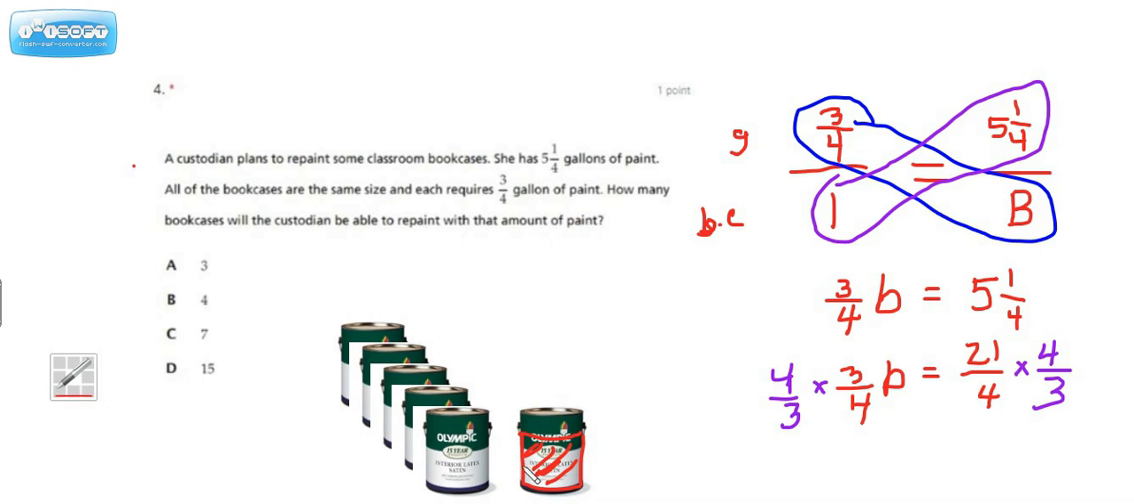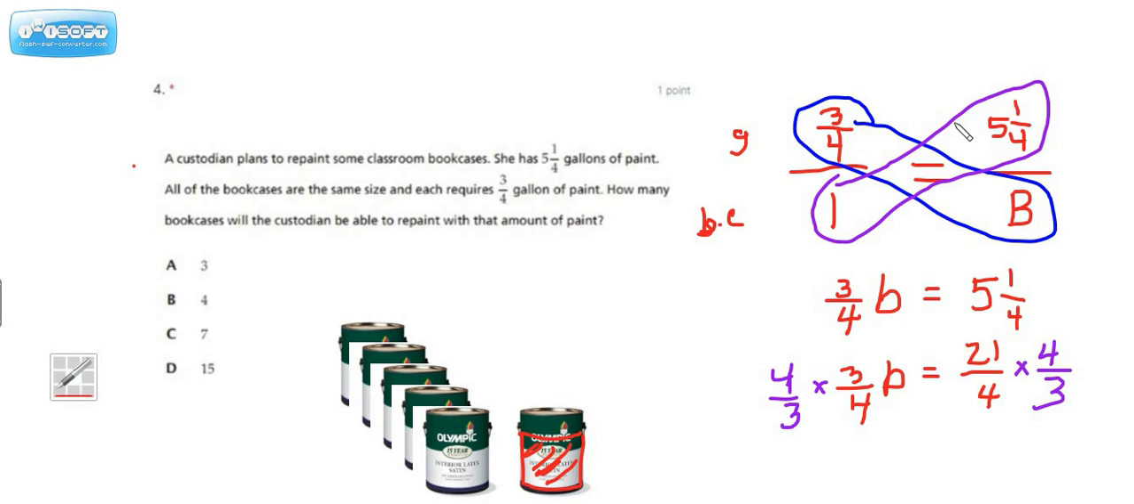Alright, so if we visualize one of the cans, 3/4 of a can would be less than one can, and we have 5 1/4 cans of paint. So that means we're finding out how many equal groups there are of 3/4 in 5 1/4. Another way to think of it is we can use proportional reasoning. We can say to ourselves, well, if we can get 3/4 of a gallon of paint for one bookcase, we want to know how many bookcases we can paint if we have 5 1/4 gallons of paint.